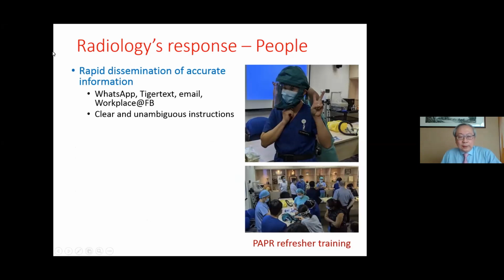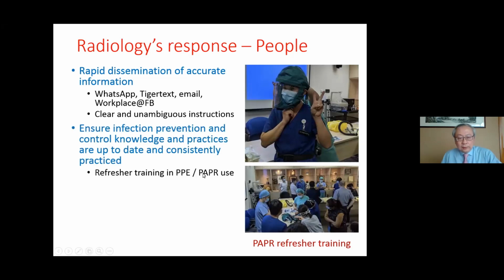So, as mentioned again, rapid dissemination of accurate information is very important, and we are lucky in this day and age because we have social media to help us. Instruction must be clear and unambiguous. I can't overemphasize this: we need to make sure our infection control measures are up to speed and consistently practiced.